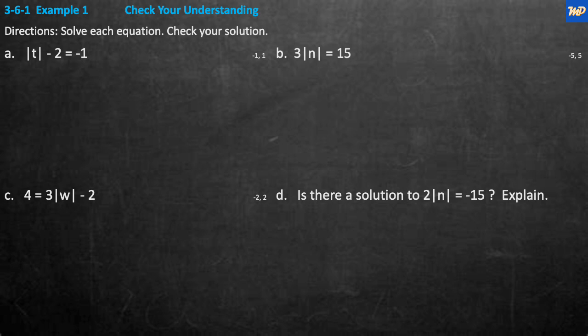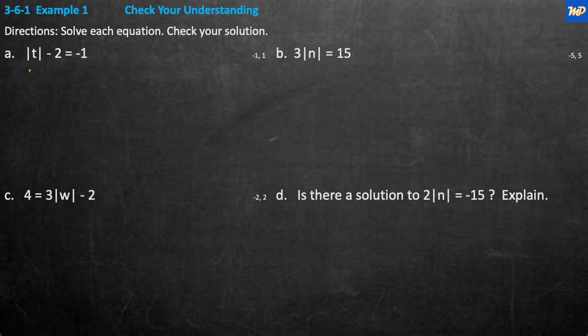Okay, so let's take a look at A. Solve and check, right? The absolute value of t minus 2 is equal to negative 1. So like we said before, you treat them just like an equation. In an equation, you undo the addition and subtraction first, and then you undo multiplication and division. So let's start by undoing, in this case, subtraction. We're going to do that by adding positive 2 to each side using the addition property of equality.